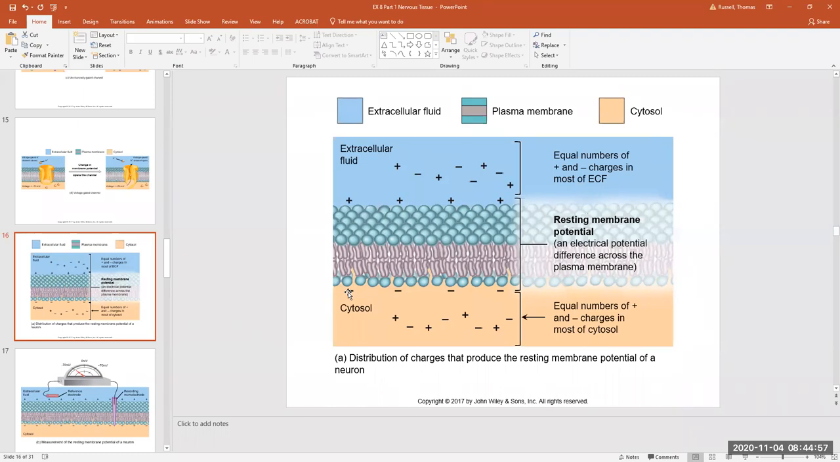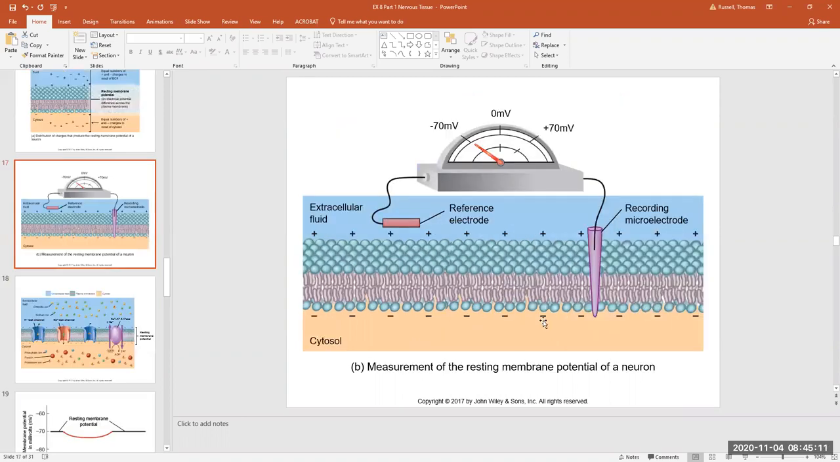When no ions are moving whatsoever, we always have more positives out and more negatives in, and this is what we call a resting membrane potential. Now, what is that potential? Well, if we take a machine with electrodes and we stick an electrode on top of the cell, and we take an electrode and we stick it into the cytosol, the intracellular fluid, and we take a reading on the machine, or now they can do it with a computer, you would measure some number of electrical difference.